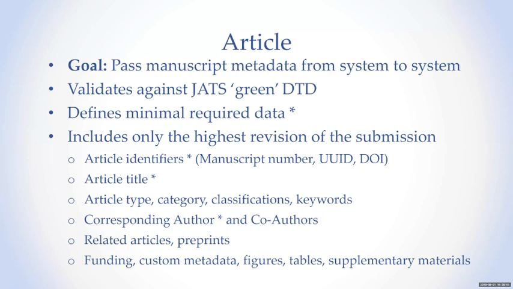We do have some minimal required data. We're looking for some kind of article identifier, article title, and a corresponding author. And you can have other metadata, that's optional. You could have information about related articles, funding information, any custom metadata, and so forth. And because in JATS we can include figures, tables, and supplementary materials, that would also be included.